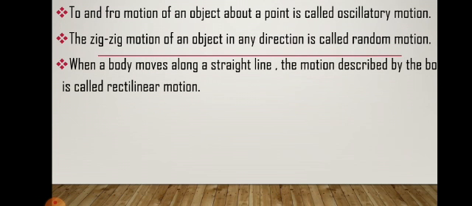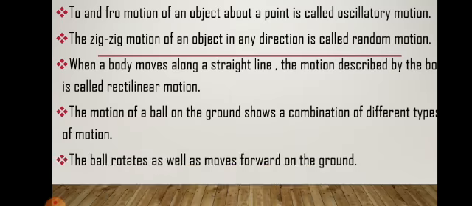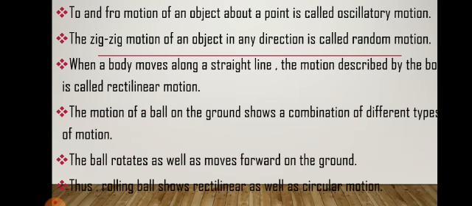When a body moves along a straight line, the motion described by the body is called rectilinear motion. The motion of a ball on the ground shows a combination of different types of motion. The ball is rolling, so it rotates as well as moves forward on the ground. Thus a rolling ball shows rectilinear motion as well as circular motion. So two motions in one object can be observed.